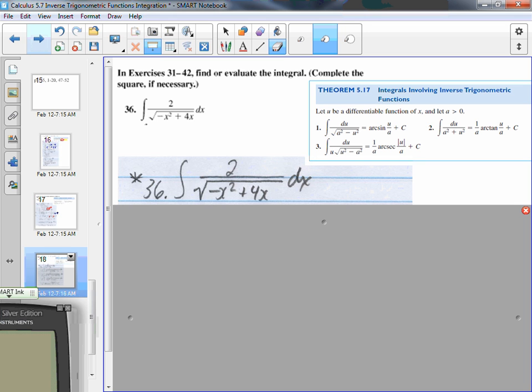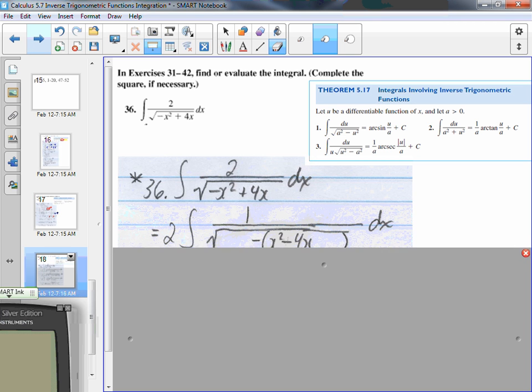Number 36. We have the integral of 2 over the square root of negative x squared plus 4x dx. So I'm guessing maybe arc sine, maybe arc secant if somehow something ends up being in front of the radical when we make a substitution. All right, that 2. Can I factor that out? Yeah, I'm going to factor that 2 out, and I'm going to give you a big hint.